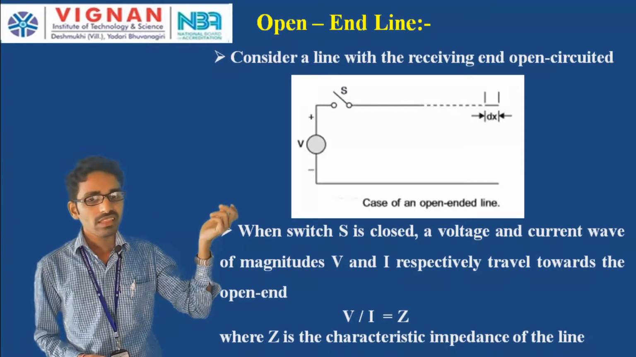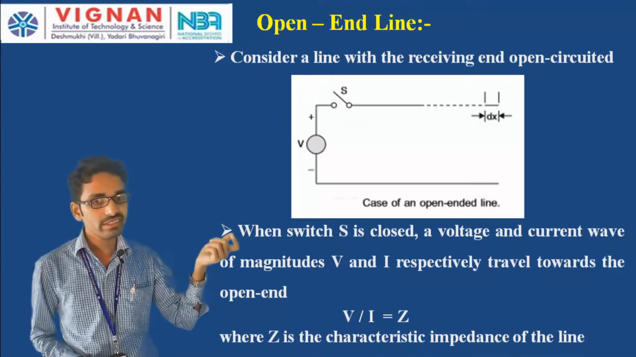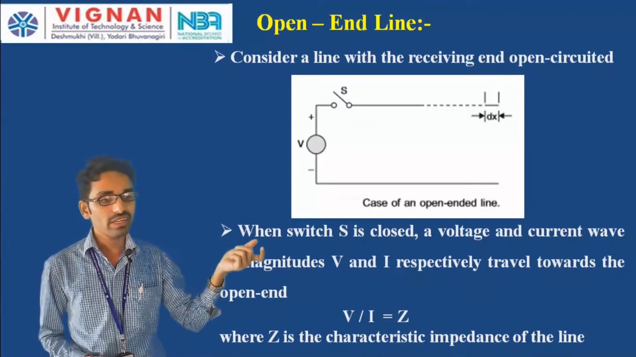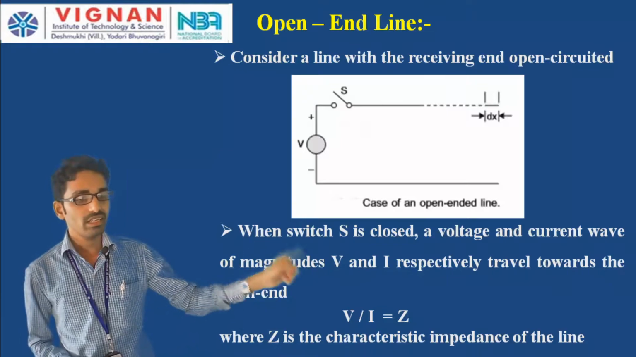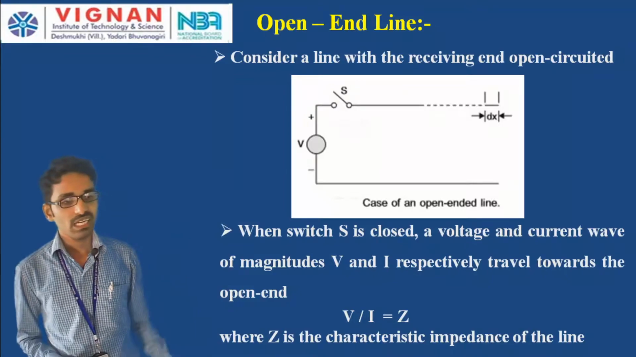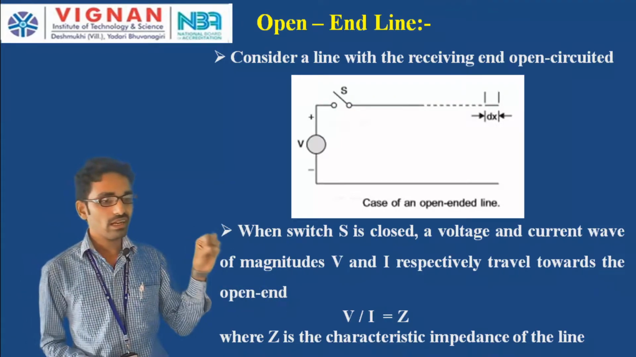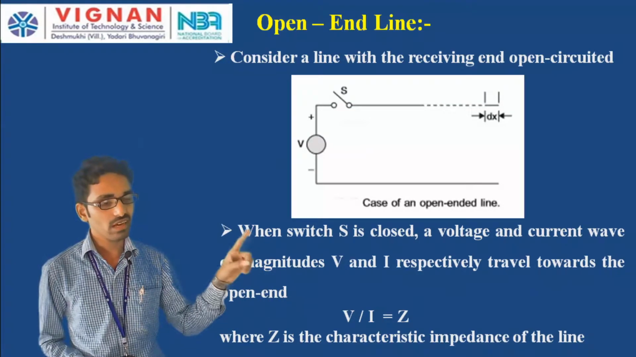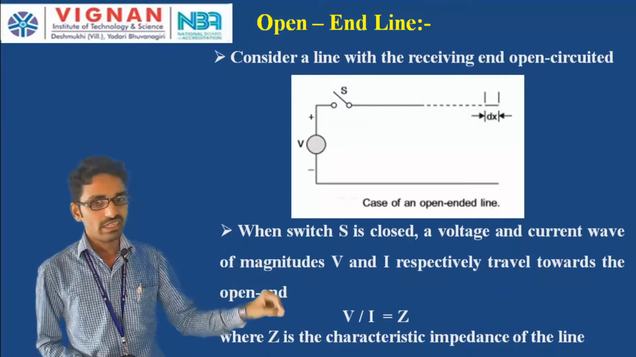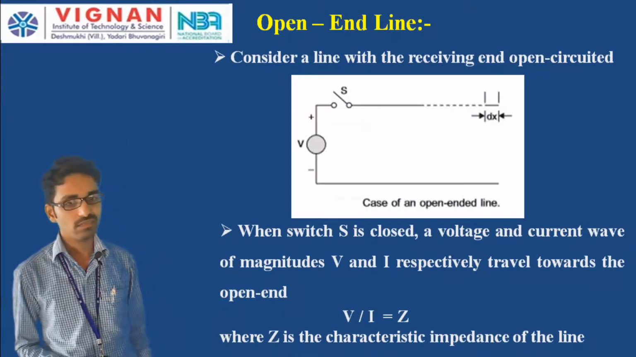the impedance of the transmission line under this condition, with voltage wave magnitude V and current wave magnitude I, becomes Z equal to V by I. That is what we call the characteristic impedance, also called natural impedance or surge impedance, Z equal to the square root of L by C. We have seen that in the last class.